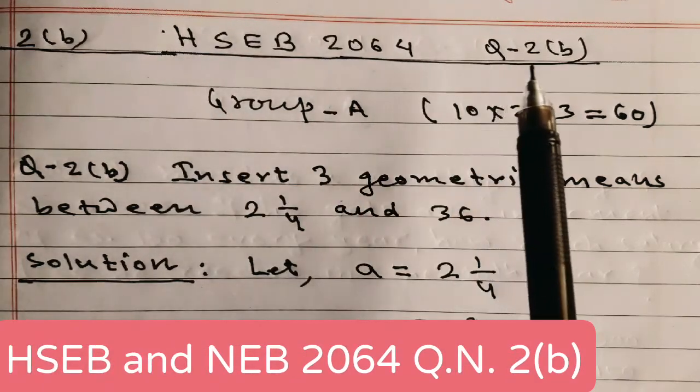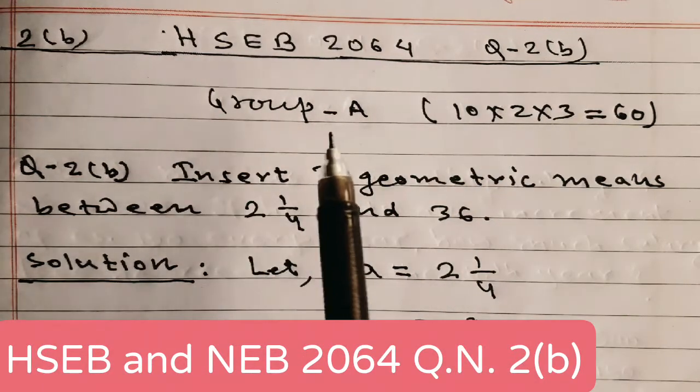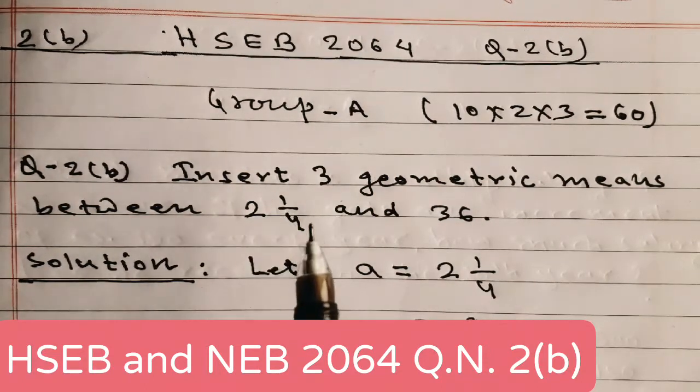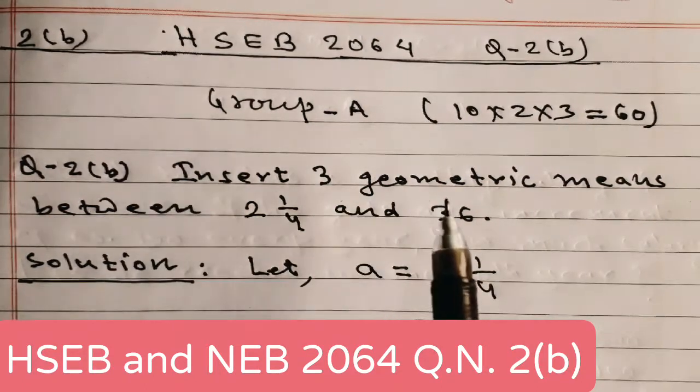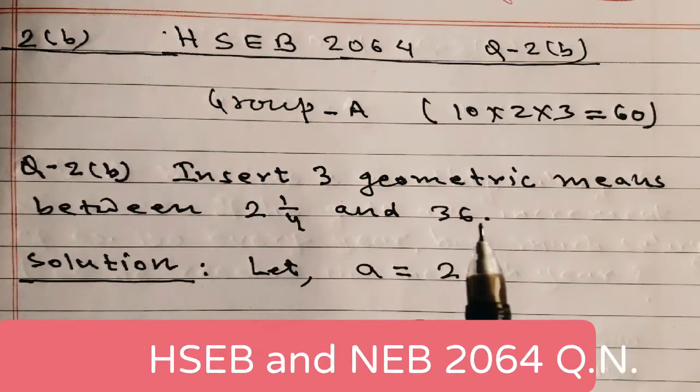HSEB 2064, question number 2b, group A. Insert 3 geometric means between 2 whole 1 by 4 and 36.